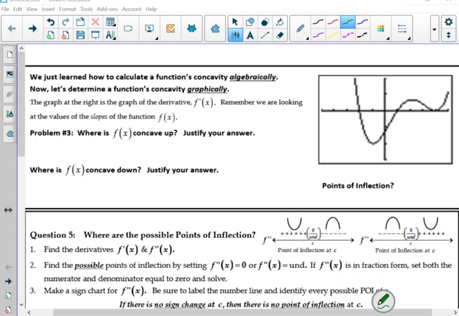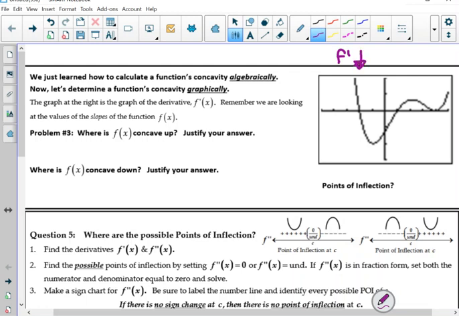Next part of the lesson 27 packet that we want to talk about is how do we approach the second derivative tests from being presented with a graph. In many cases, the graph that we're going to be presented with is going to be an F prime graph.